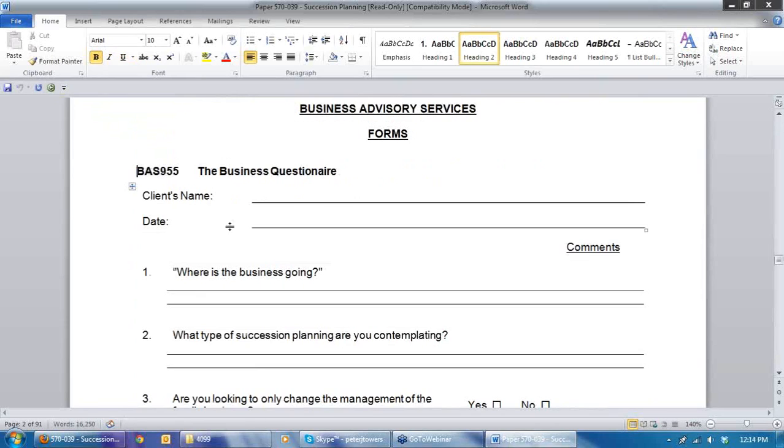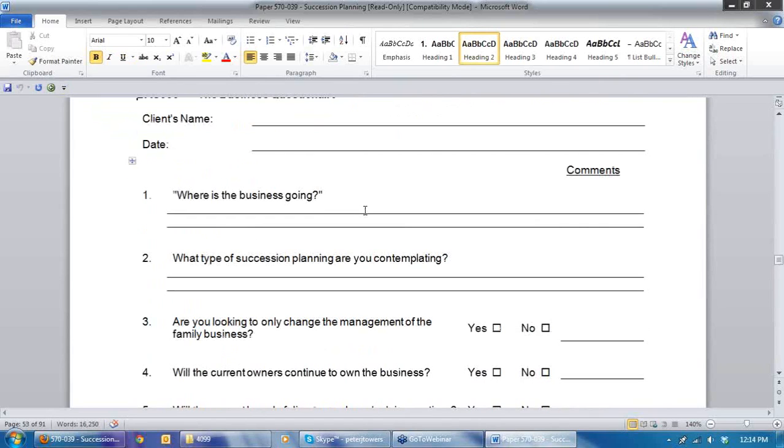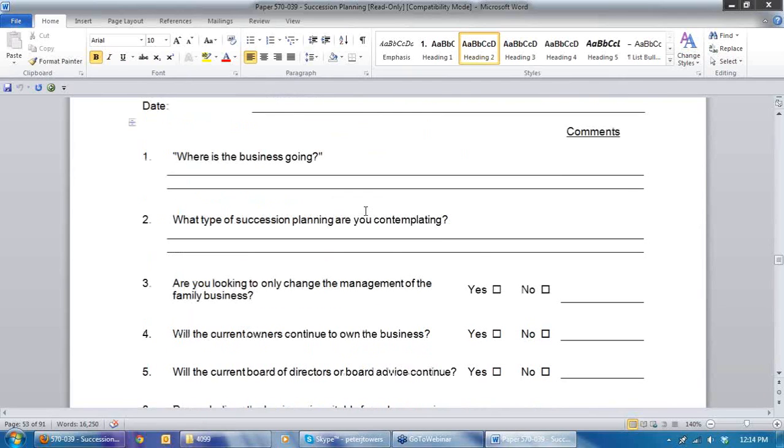Now then we've got some questionnaires on all sorts of components. You might be able to eliminate some of these after you've had those preliminary discussions with your client. But let's go through them. Where's the business? Where's it going?